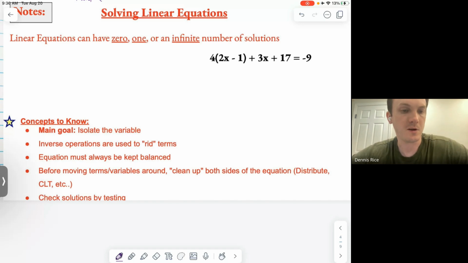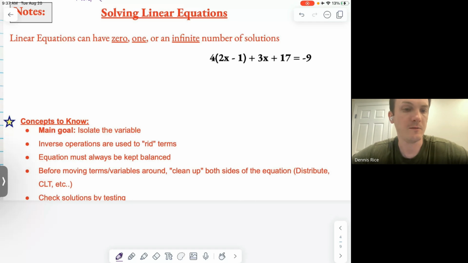So your main goal when you're solving an equation is to isolate the variable, obviously, right? What does that mean? Get the variable all by itself. Inverse operations are used to quote unquote rid terms. So if I want to move something over, if I want to get rid of something, I do the opposite. That's what inverse means. If I want to get rid of that plus 17, subtracting 17 gets rid of it and moves it to the other side, right? Equations must always be kept balanced. Your teacher in elementary school probably did some analogy with a scale or something, right?